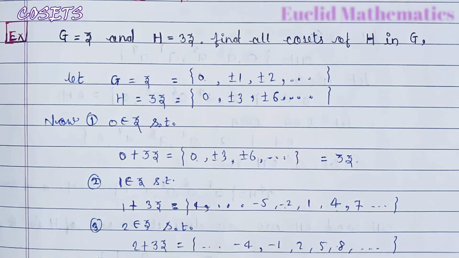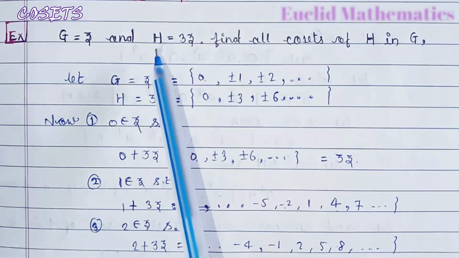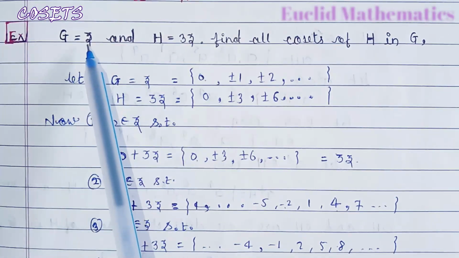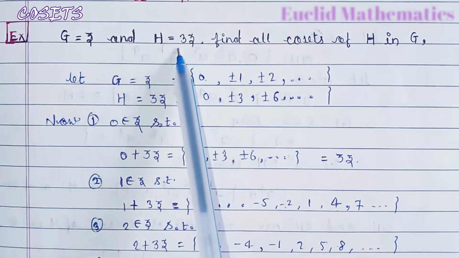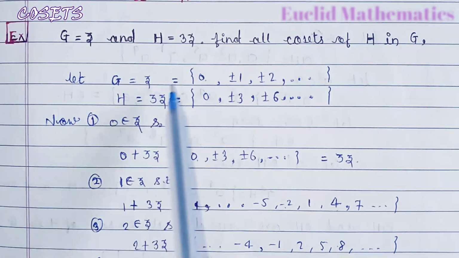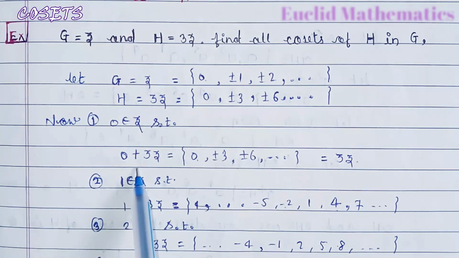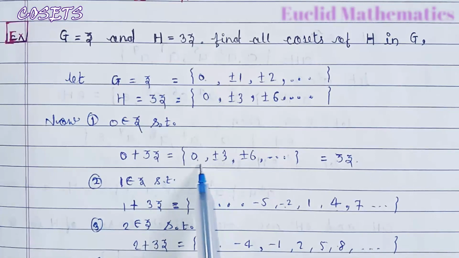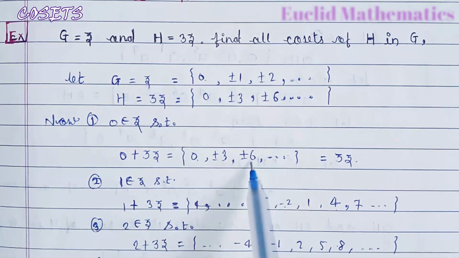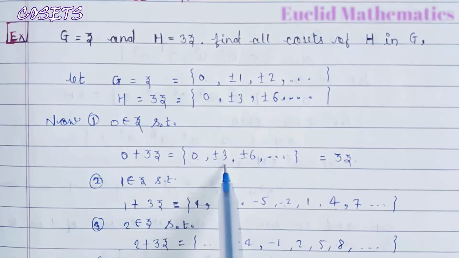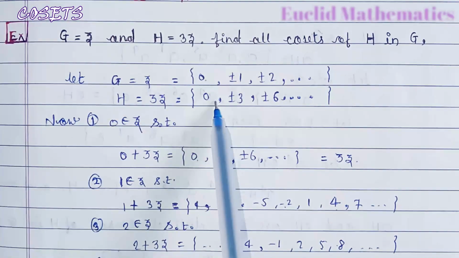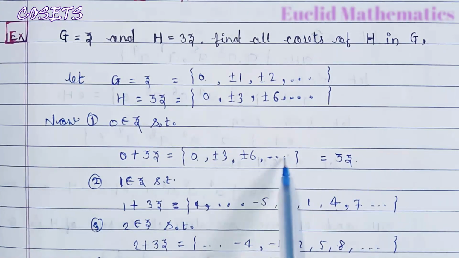As we know the definition for left and right coset, we take element a from our group G and element h from our subgroup H. Now let's take one element from G. I take 0, and H is the subgroup 3Z. Add 0 to 3Z and we get 0, plus minus 3, plus minus 6. It remains the same because 0 is the identity element, so 0 plus 3Z remains 3Z. This goes to infinity.